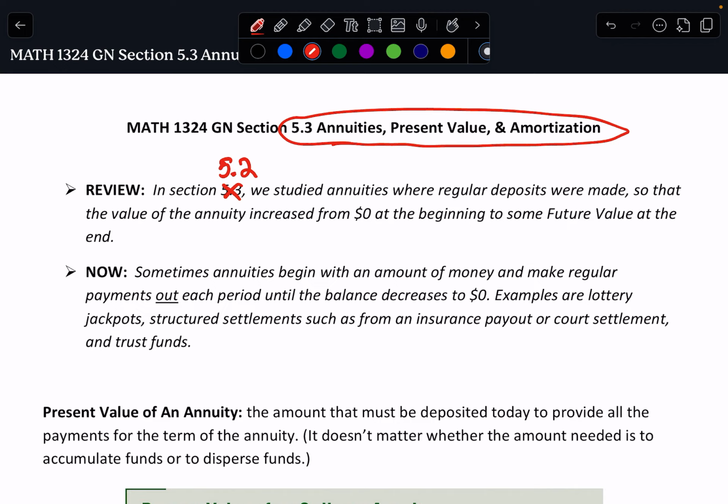With this lesson, sometimes annuities begin with an amount of money and make regular payments out each period until the balance decreases to $0. Examples are lottery jackpots, structured settlements such as from an insurance payout or court settlement, and trust funds. So that's what we're going to be talking about.